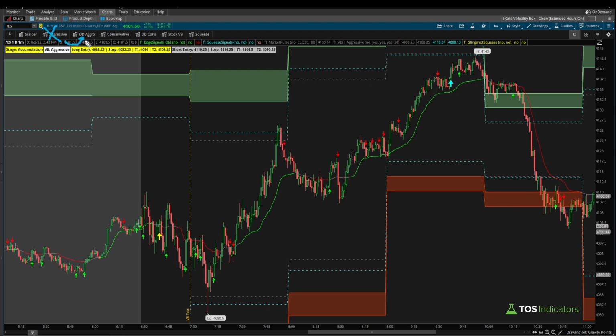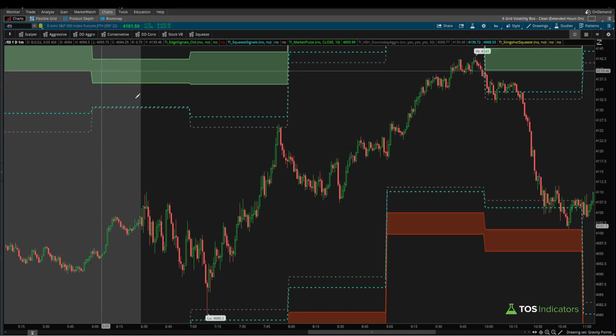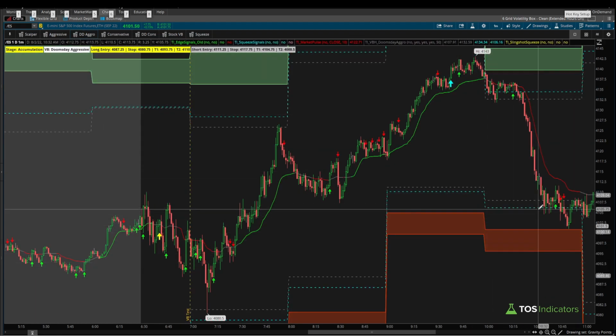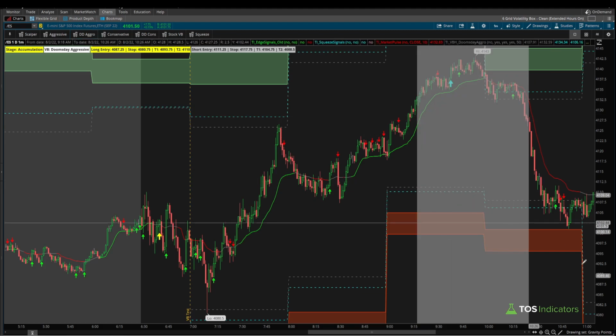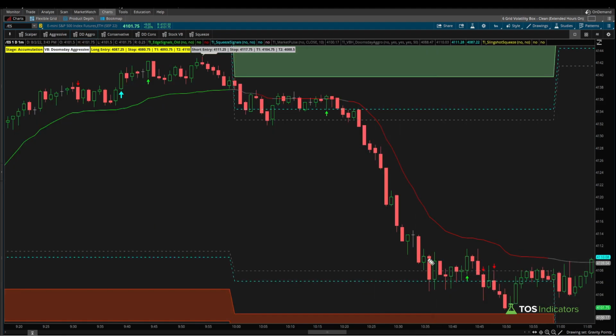We adapt one more model, and that takes us to the doomsday aggressive model. Here we do have a breach of our sign lines with this red candle right here. We then get the edge signal confirmation, so now our rules have been met, and we're waiting for a retest of this sign line, which we get with 20 candles.